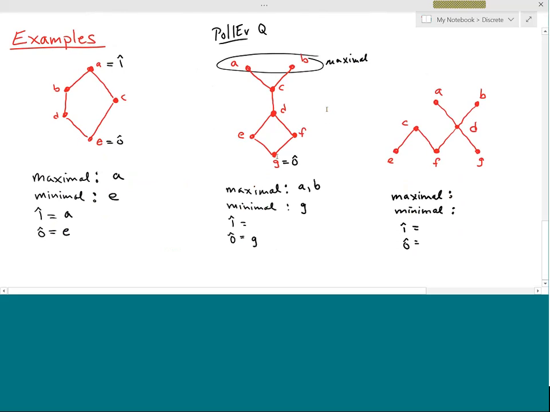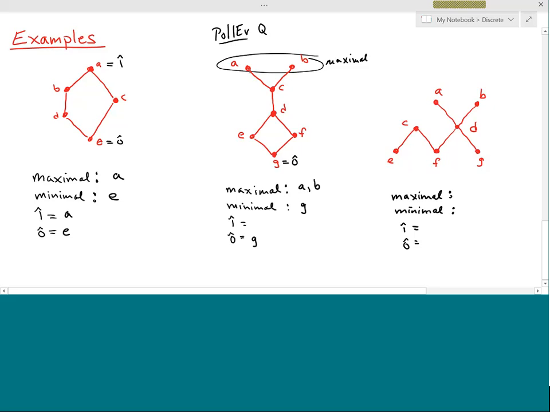If we try to go from G to one of the two maximal elements, we can totally get to both of them. E, you could totally get to both of them. F, you could totally get to both of them. Remember, you're going up the arrows. You can only go up the arrows. D, you could get to either of them. C, you could get to either of them. So right now, both A and B look like good candidates for your greatest element.